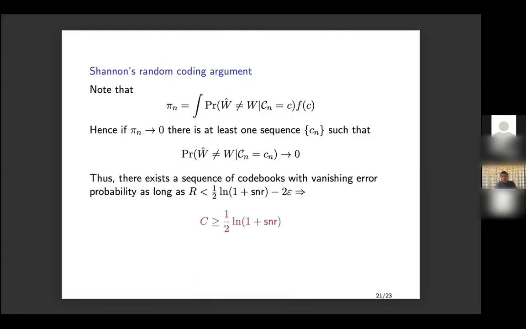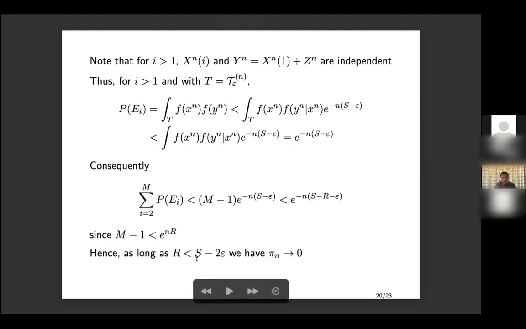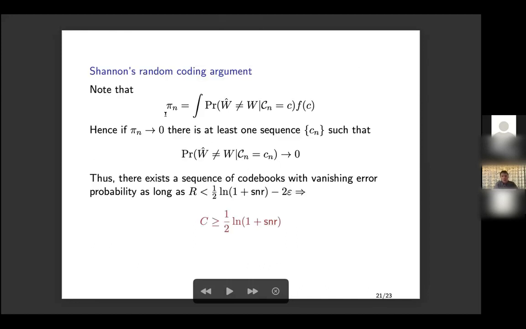So now Shannon's coding argument. For any rate smaller than S minus 2 epsilon, we have the average error probability go to zero. And remember, the average was an average also over the random code book generation. I stressed that here. But if the average over the random code book generation goes to zero, then there must be at least one sequence of codes, actual codes, existing deterministic codes, that also gives an error probability that goes to zero. Otherwise, the average cannot go to zero because it's bounded from below by zero. So if the average goes to zero, then at least one possible sequence must exist. So this is Shannon's random coding argument. By analyzing the average code, you can say something about the existence of a good code.